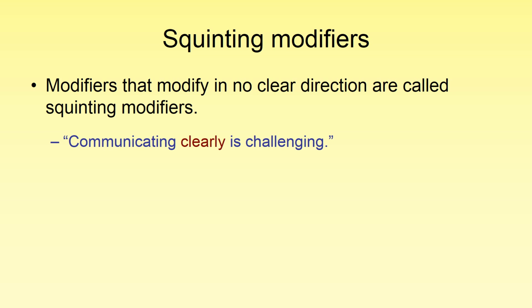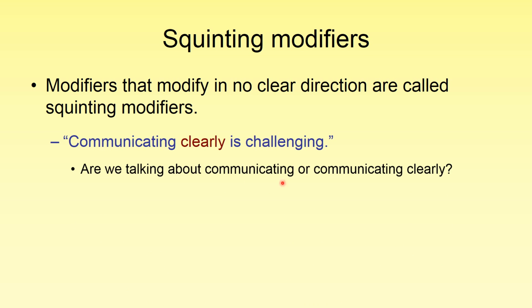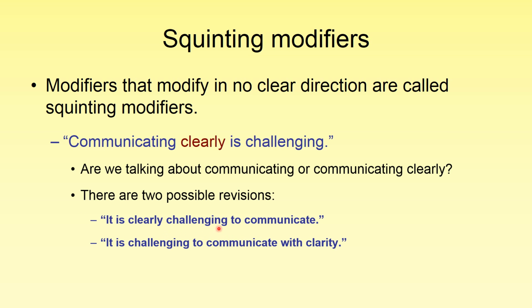Squinting modifiers are almost the same as limiting modifiers. They are a single word that creates a double meaning in the sentence. Let's look at this example. Communicating clearly is challenging. Can you see how this has a double meaning? Are we talking about communicating, or are we talking about communicating clearly? Let's look at some revisions. It is clearly challenging to communicate. It is challenging to communicate with clarity. So you can see here we've rewritten the sentence in two different ways to clarify the meaning.